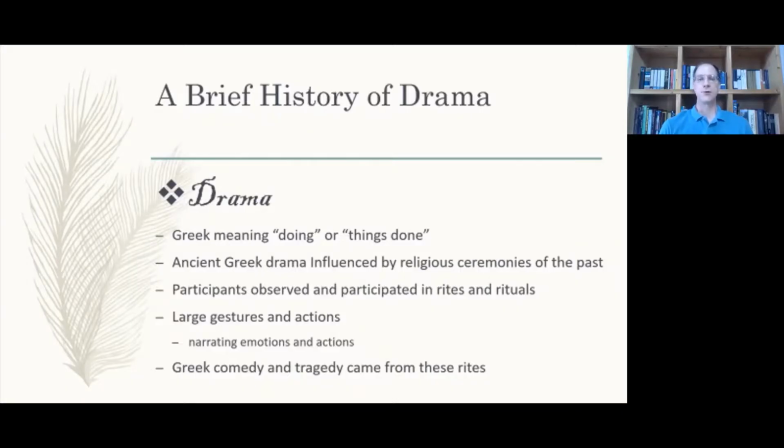We're going to start today with Elizabethan drama and an introduction to what drama is. The word drama is Greek in meaning for doing or things done. Greek drama was influenced by religious ceremonies of the past. Participants observed and participated in rites and rituals. Since the audience was large and the actors' faces were hard to see, large gestures and actions, along with narrating emotions and actions, were important. Greek comedy and tragedy were a result of these rites.